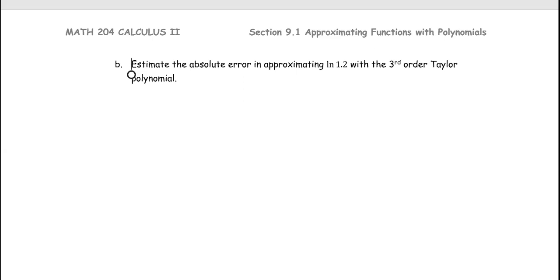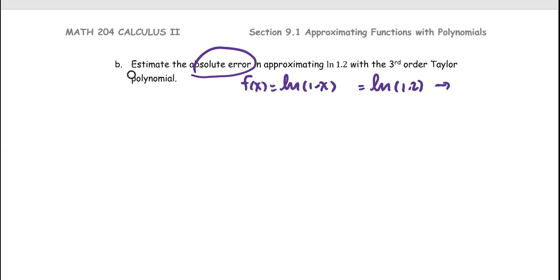In part B, estimate the absolute error in approximating natural log 1.2 with the third order Taylor polynomial. From the function f of x equals the natural log of 1 minus x, we're going to approximate the value natural log of 1.2. Therefore, we're going to find the x value to use in this problem, by equating 1 minus x equals 1.2. We get x equals negative 0.2, and set it aside.